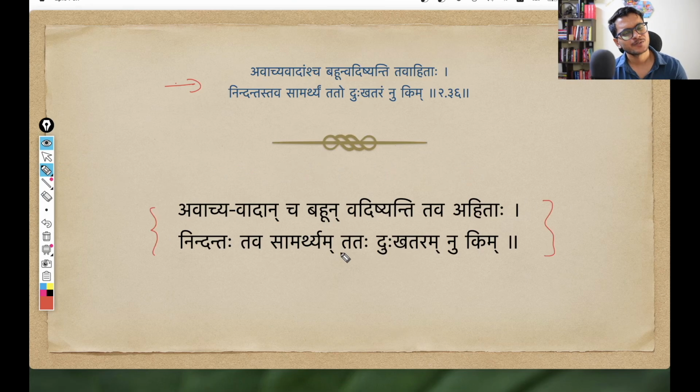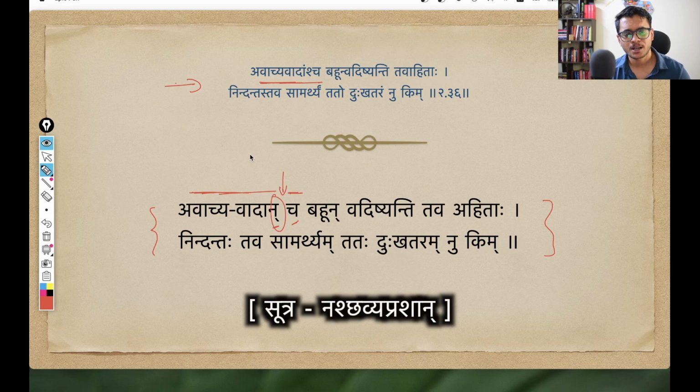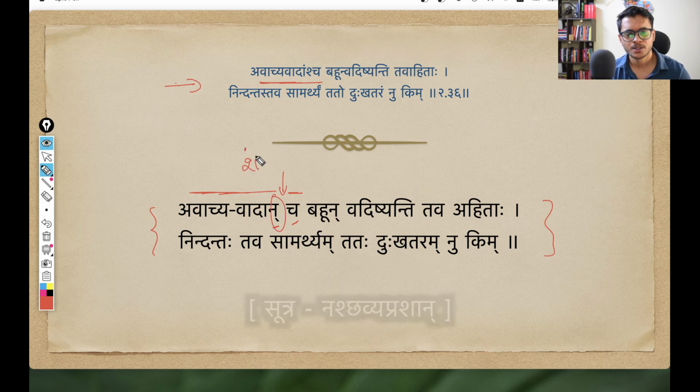So what all Sandhis we can spot in the shloka? You see this pada, avachya vadamscha. In this Sanyukt pada, you have these two padas, avachya vadan and cha. There is a Sandhi happening between the nakara of the purva pada and this cha. Due to this Sandhi rule, the nakara is replaced with an anuswara and a shakara. So avachya vadancha becomes avachya vadamscha, the nakara replaced with the anuswara and a shakara.